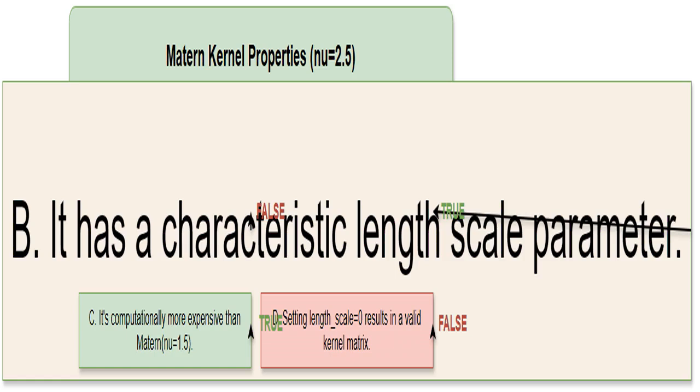This statement is true. The Matern kernel has a parameter called length_scale. This parameter essentially dictates how quickly the correlation between data points decreases with distance. A smaller length scale means correlations drop off quickly. Points further apart are less related. A larger length scale has the opposite effect. This directly influences the smoothness of the resulting function.